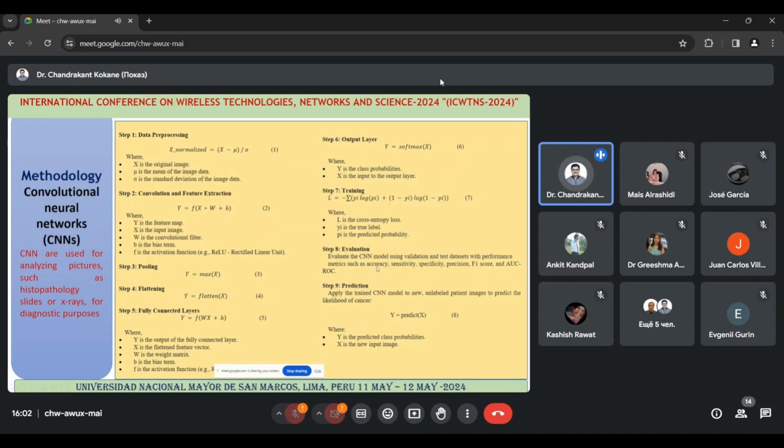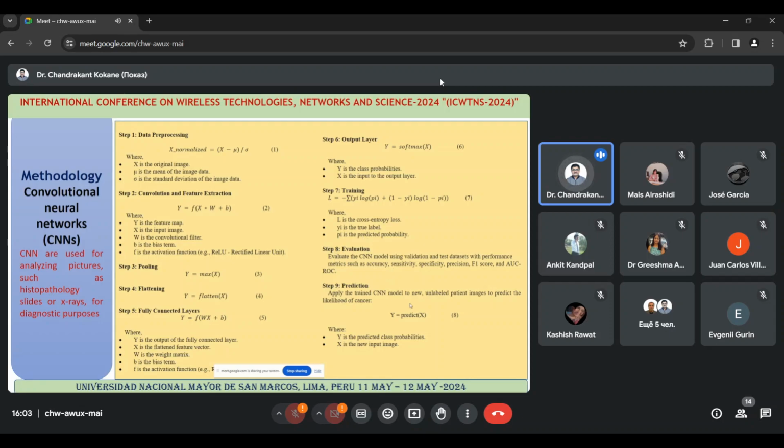Here the most important thing is that the evaluation of the CNN model is done by using validation and test data sets. Whenever we talk about data sets, the obvious question is what data set we are using for training and testing. So we are using the Wisconsin diagnostic breast cancer data set. This data set is already freely available, and it is used for the training and testing purpose.